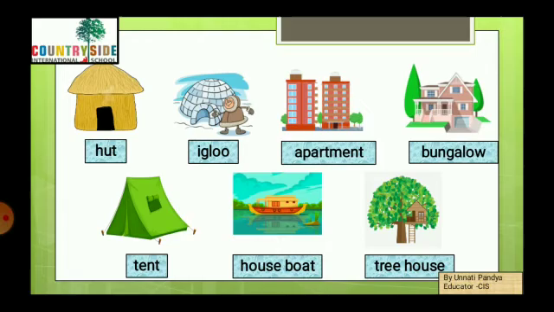Tents are used when we need a house for temporary requirements so that we can again fold it and take it along with us, and wherever we want to stay again we would open it and we can use it as a house. Next is a houseboat. We may find a houseboat in places like Kerala. Tree house. Tree houses can be found in a forest.